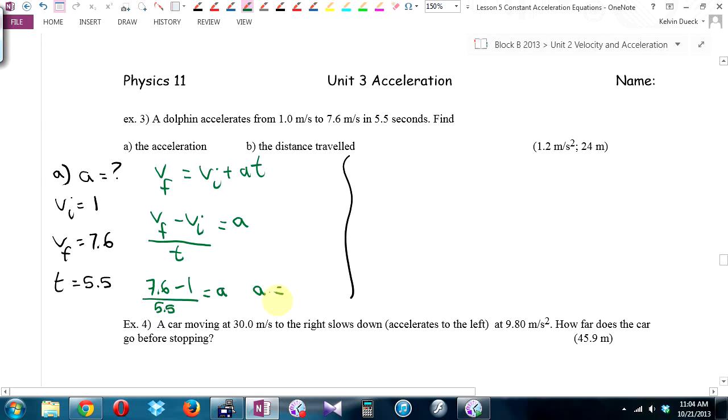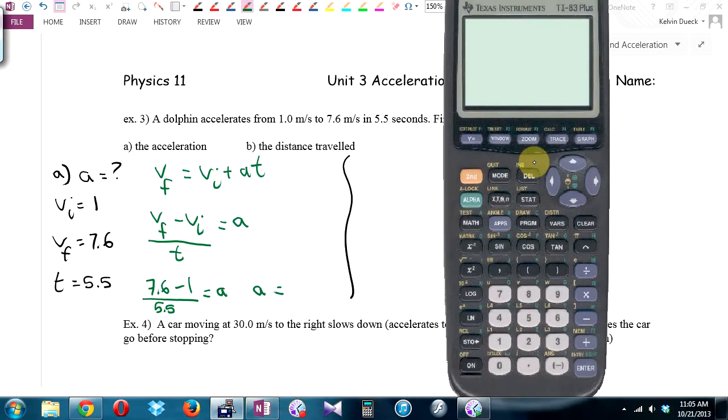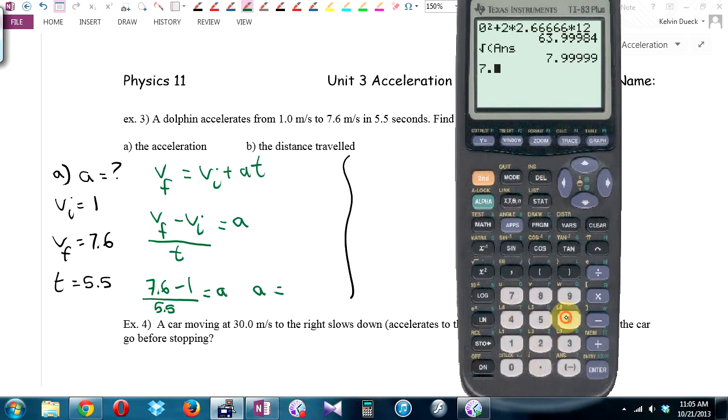Now, this is one of the things you need to get as a habit. Is there more than one number on the top of the fraction? You have to put that in brackets. In other words, if you type 7.6 minus 1 divided by 5.5, that's wrong. Your calculator has no way of knowing that 7.6 minus 1 is supposed to be on top of the fraction. You have to go bracket 7.6 minus 1, close bracket, divided by 5.5.